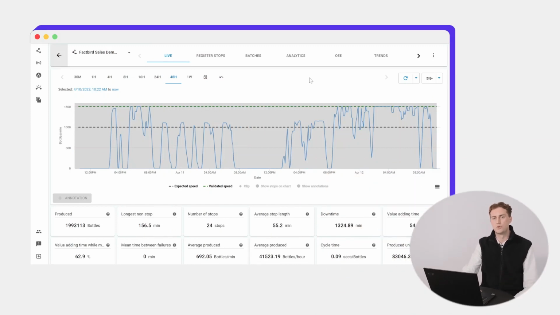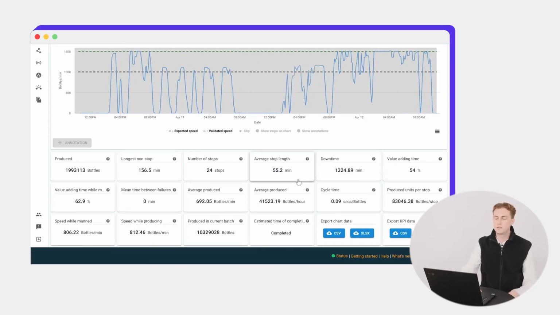So jumping right into it here, here's how you can see your live production and how it's performing. Now this is gathering data from a specific line in your factory, and you can see here this live graph that shows when production is happening, when it's gone down. You just get this basic graph that shows how your production has been performing, in this case over the last 48 hours. Now you can look at this over a shift, you can look at it over a particular batch, or you can look at it over a specific time frame.